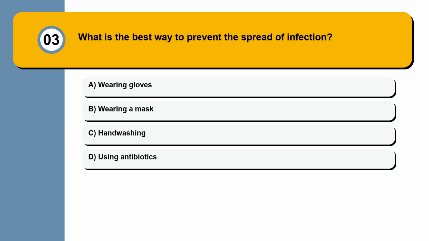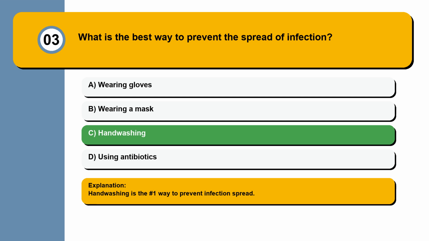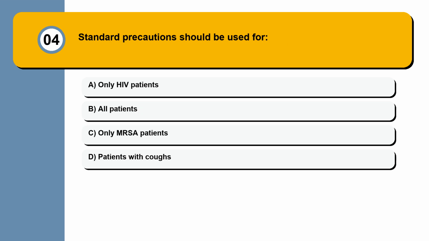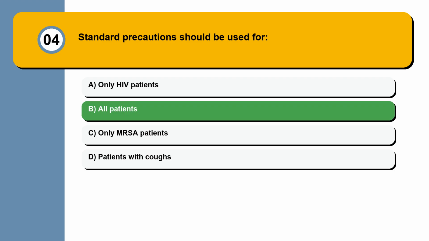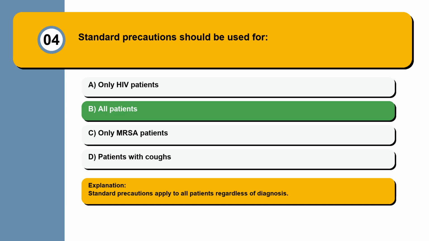Question 3. What is the best way to prevent the spread of infection? Wearing gloves, wearing a mask, hand washing, using antibiotics. Hand washing is the #1 way to prevent infection spread. Question 4. Standard precautions should be used for only HIV patients, all patients, only MRSA patients, patients with coughs. Standard precautions apply to all patients regardless of diagnosis.